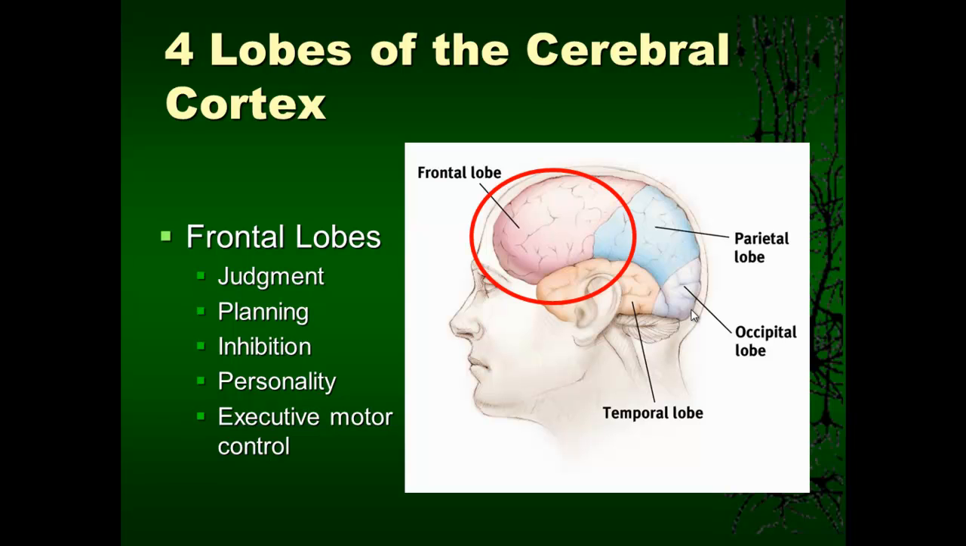These are in charge of your judgment, your ability to plan, your ability to inhibit yourself. So we all probably think things that we don't say out loud, and the reason we don't say them out loud is we know that it wouldn't be acceptable, and our frontal lobe keeps us from doing that. This is where general personality resides, and then also our executive motor control, making decisions about when to move and when not to move. So this part of our brain is one of the last to develop. It doesn't finish until we're approximately 25. So that's one of the reasons why teenagers and young adults aren't that great at planning or making good decisions or inhibiting themselves.